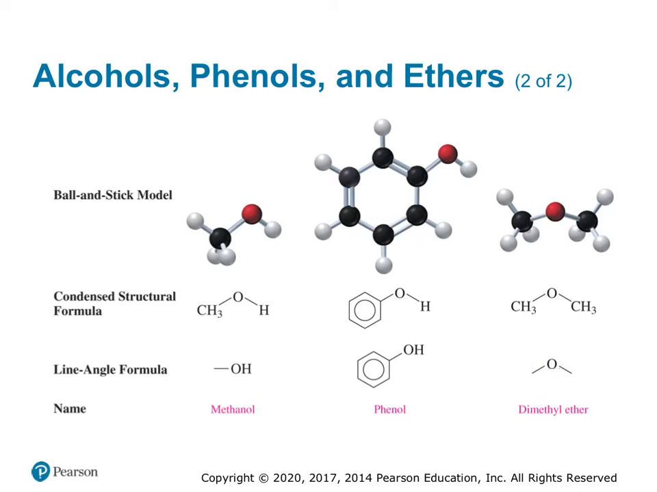Then we have here an ether. Here we have a methyl group on either side with an oxygen in the middle. You can see the red oxygen, and then a bent shape with two methyl groups. This is known as dimethyl ether.